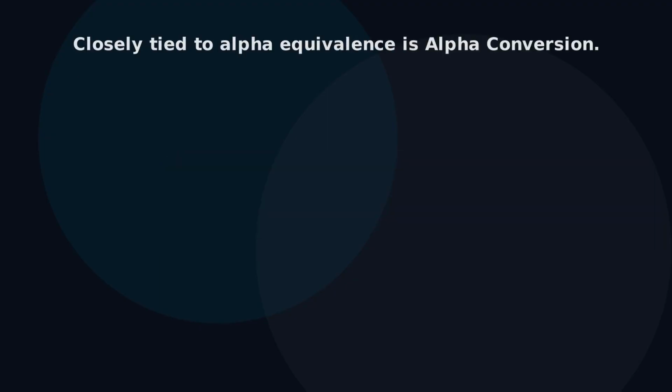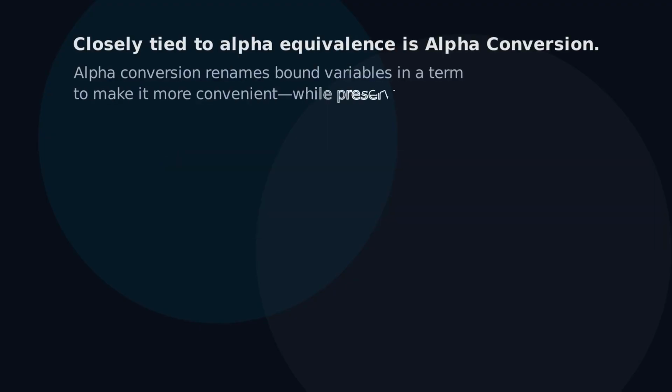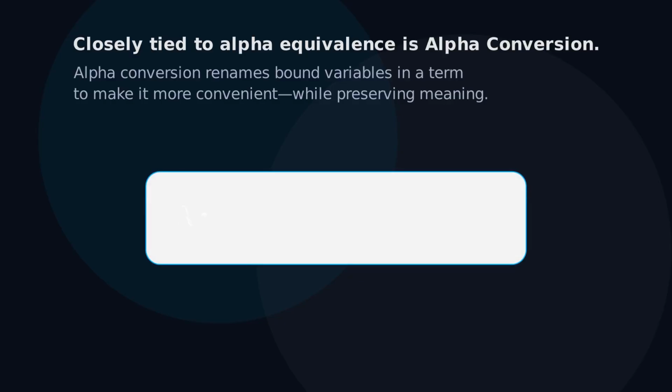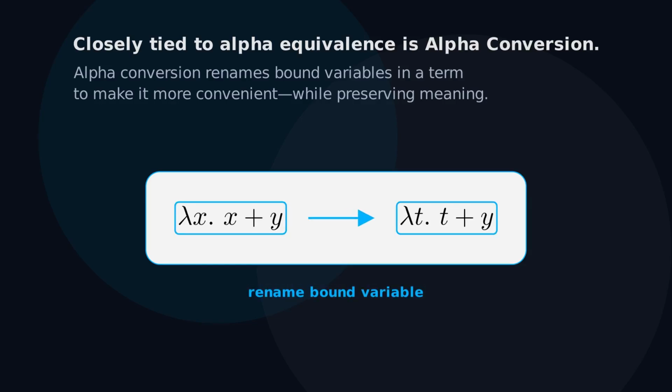Closely tied to alpha equivalence is alpha conversion. Alpha conversion is the process of renaming bound variables in a term to make it more convenient, while ensuring the meaning of the term stays the same. For example, take the term lambda x dot x plus y. Here, as we can see, x is bound and y is a free variable. Now we can convert the bound variable x and rename it as, for example, t. And now the expression we have is lambda t dot t plus y, which is exactly the same. This is just renaming, it's not a change of meaning.